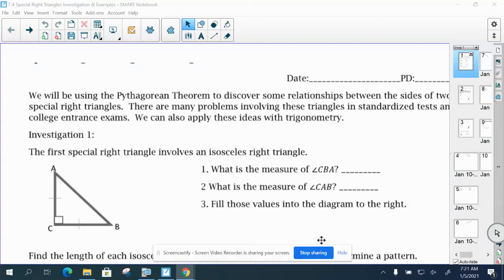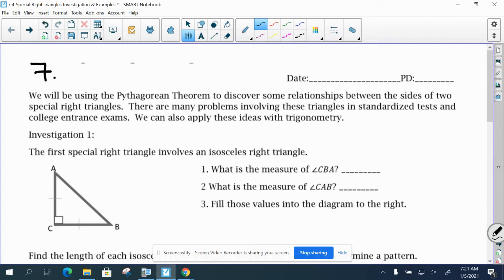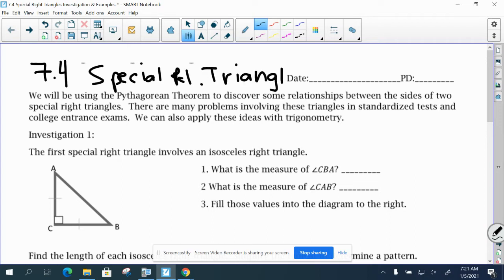Hello everyone, this is lesson 7.4 on special right triangles. In this lesson we're going to discover a few different shortcuts in calculating with right triangles. Okay, and this is part 1. We're just going to do a little investigation, and then the next lesson will have some more complicated examples.